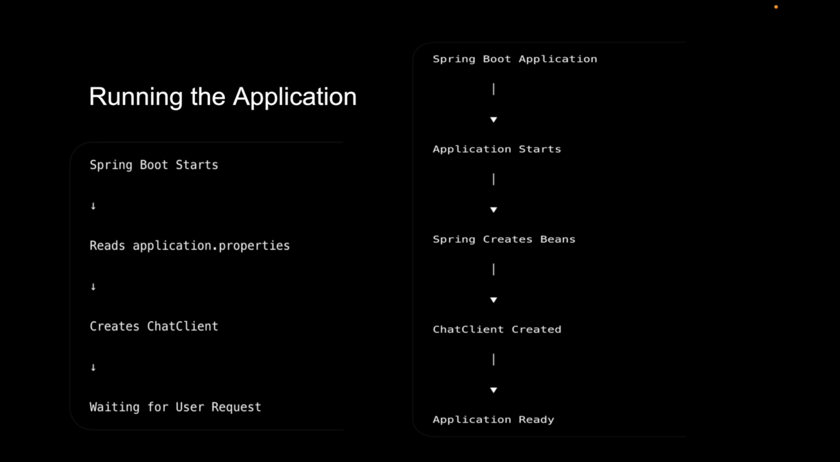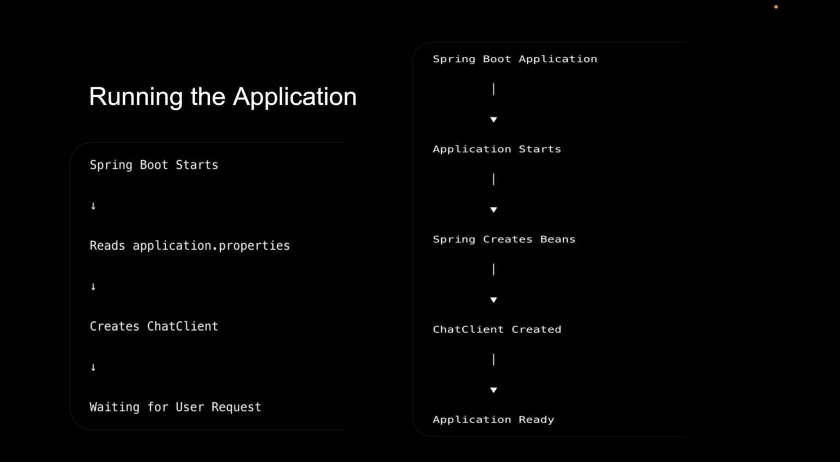Now Spring AI uses these values to create the chat client. Notice something important? Even now, no request has gone to OpenAI. The application is simply getting ready. Think of it like opening a web browser. Opening Chrome doesn't automatically search for Google. Similarly, starting the Spring Boot application doesn't automatically contact OpenAI. The AI is contacted only when a user sends a request.